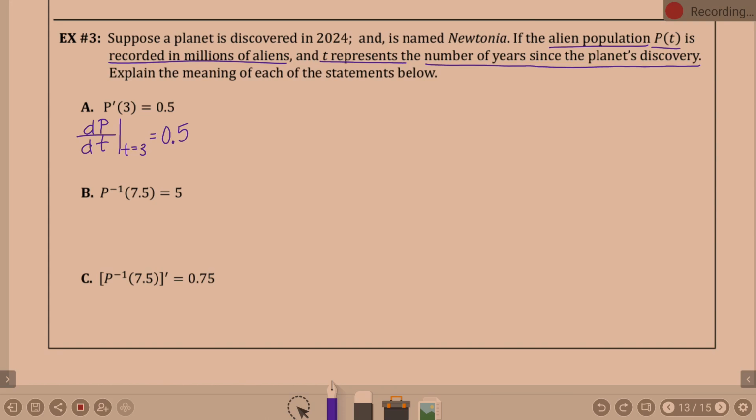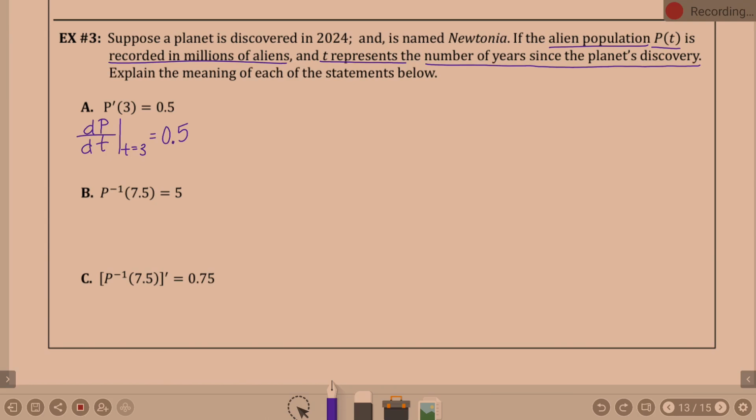I don't know if that helps you or not. I'm not saying you have to do that. After 3 years, 500,000 aliens discovered. At 3 years, the rate of population of aliens being discovered is 500,000 a year. So I'm trying to put it all together. We're in the right ballpark. So, in 3 years, yes.